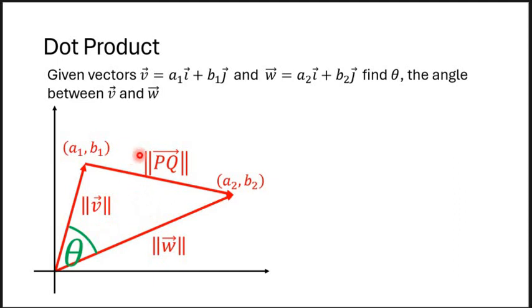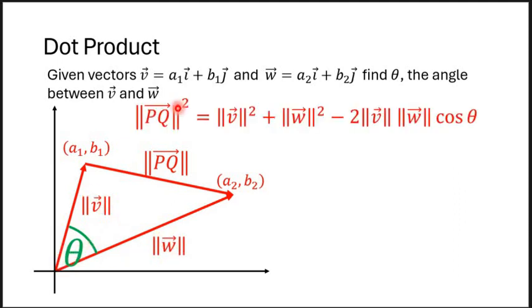So it's going to be the square of the side across from the angle, which is the magnitude of PQ here, equal to the sum of the squares of the two adjacent sides minus 2 times the product of the two adjacent sides' magnitudes times the cosine of the angle theta. So this is what we'd get here. This is the law of cosines applied to this oblique triangle created by these vectors.